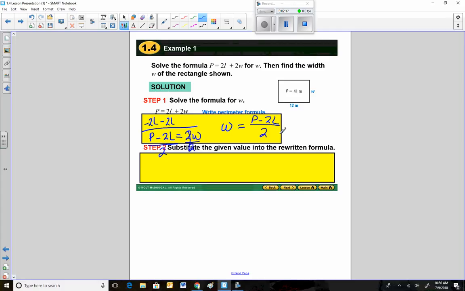Now if we wanted to solve this problem, we could take the perimeter and plug it in. So we have W equals, perimeter was 41, minus 2 length, which happened to be 12, divide by 2. So 41 minus 24, divided by 2. Well, 41 minus 24 happens to be 17, divided by 2, which would be 8.5. So our width, don't forget what you're finding, width is 8.5.